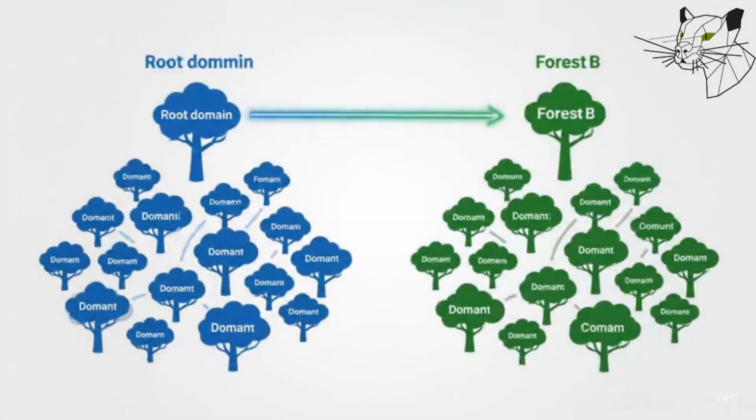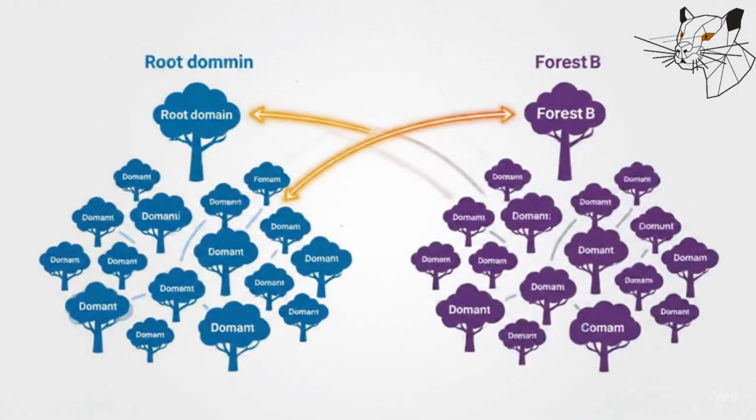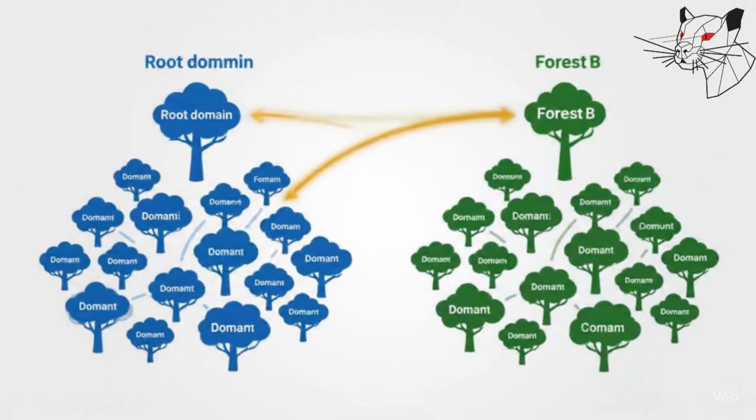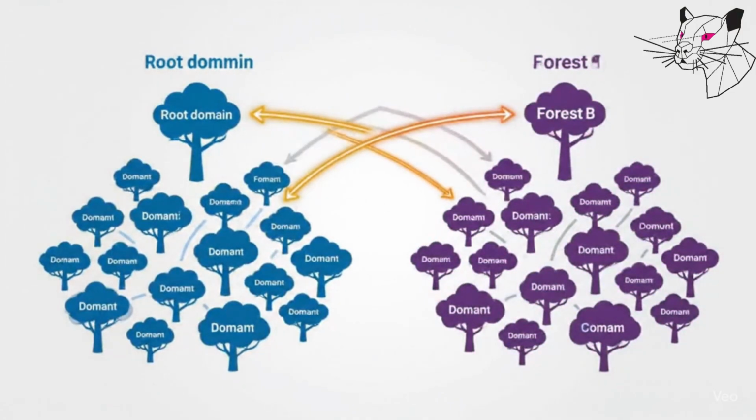When creating a trust, you specify the root domain of each forest. However, because forest trusts are transitive for all domains in each forest, you effectively establish a trust between each pair of domains across both forests. However, unlike trusts between multiple domains in the same forest, forest trusts aren't transitive across multiple forests. Forest trusts can only be created between two forests and can't be implicitly extended to a third forest.